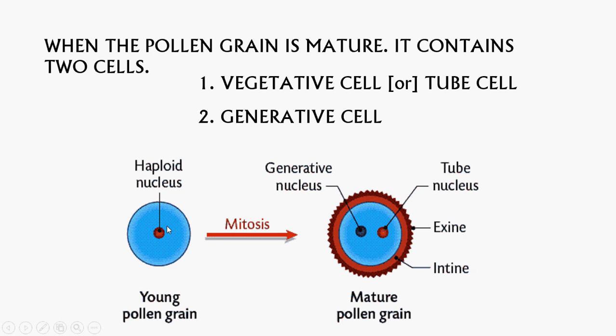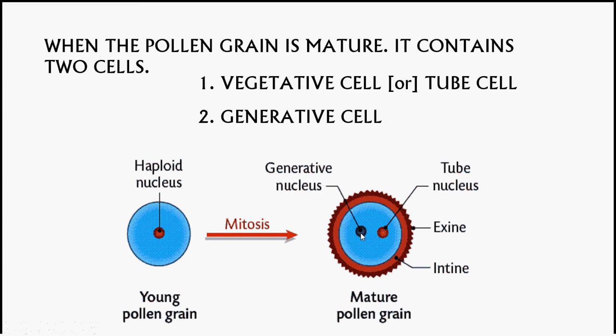So the young pollen grain consists of only one nucleus. It undergoes mitosis and forms two nuclei, and they develop into two cells. The entire blue colored portion is the tube cell or vegetative cell, and this smaller one is the generative cell. So that's why it is the 2 to 3 cell stage at the time of liberation.